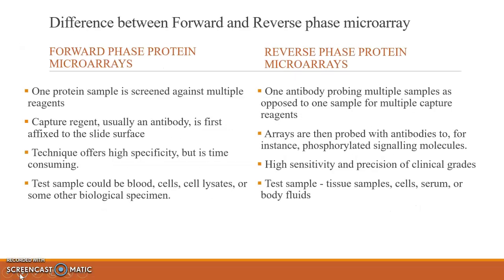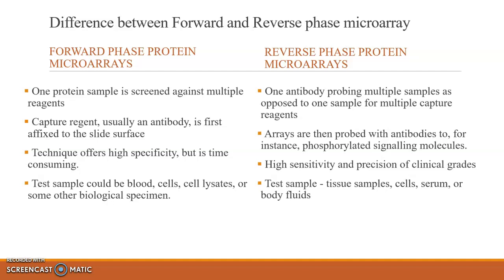There are mainly two different types of protein microarray: the forward phase protein microarray and the reverse phase protein microarray. In the forward phase protein microarray, only one protein sample is screened against multiple reagents. In the reverse phase, one antibody probes multiple samples, as opposed to one sample for multiple capture reagents. That is, here the protein or antigen sample is probed against multiple reagents.